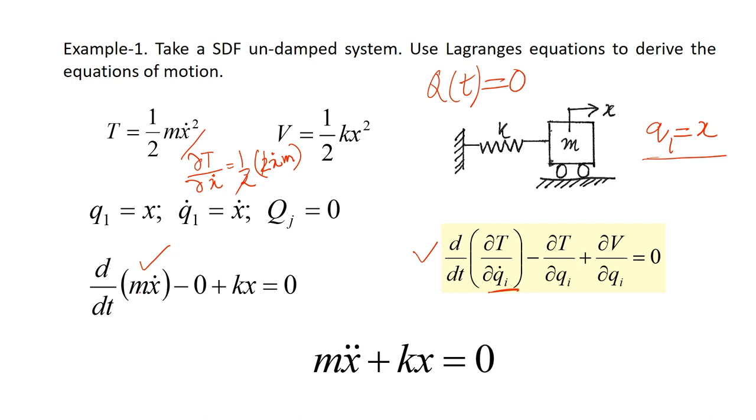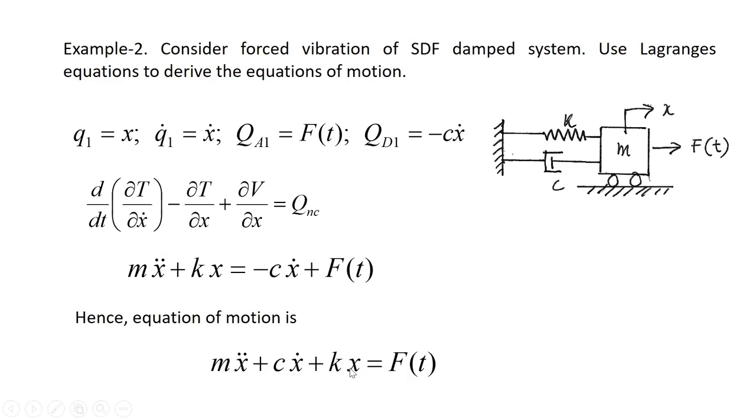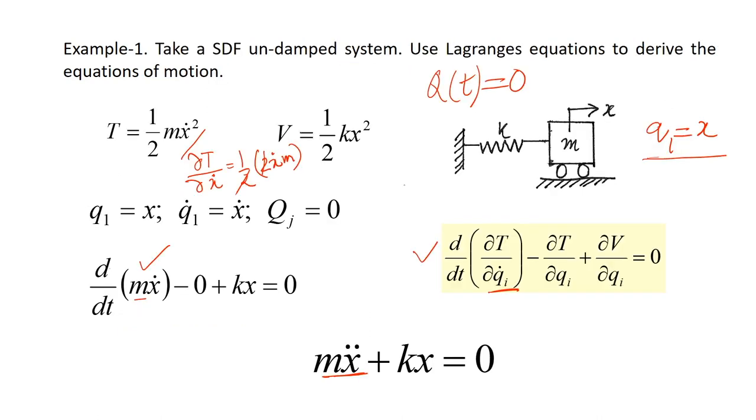So, therefore, we get m is a constant, mass is a constant quantity. So, we get m x double dot. Okay. Now, come to the potential. The potential expression V is equal to half k x square. Okay. This potential will be same as in case of damped system also.